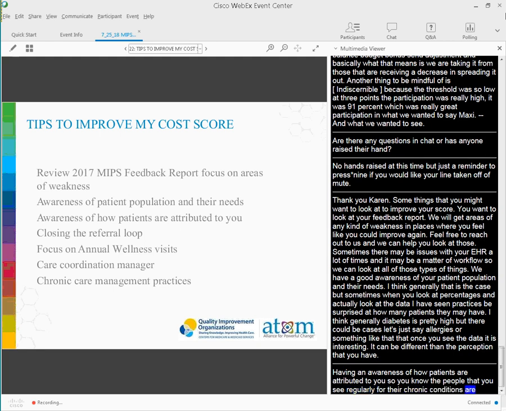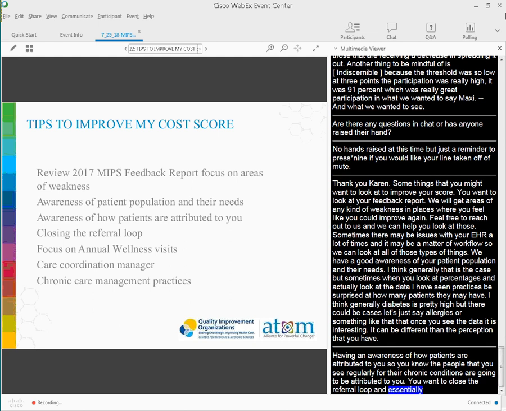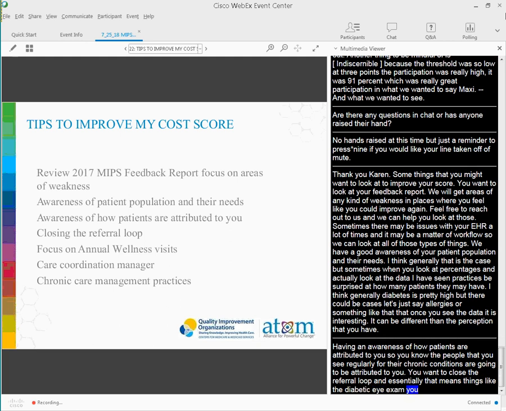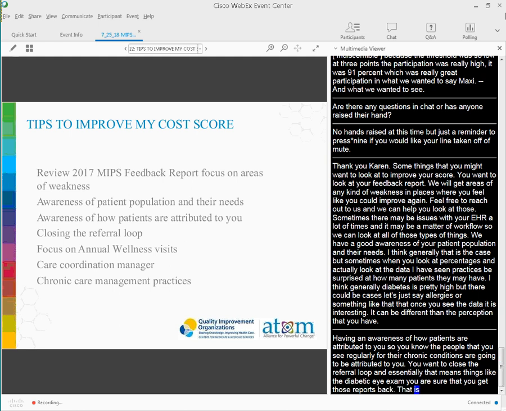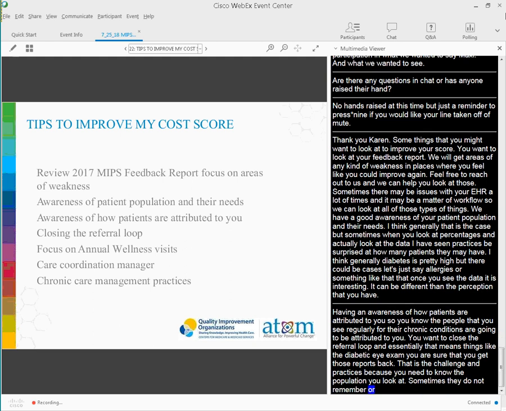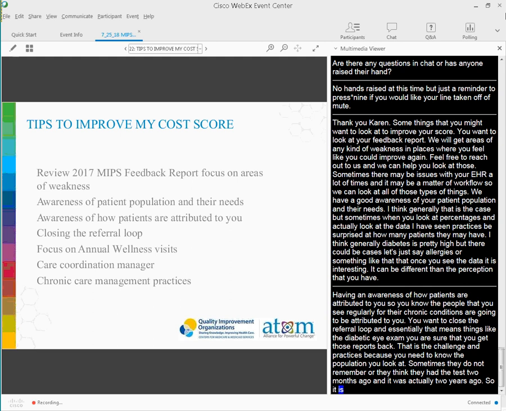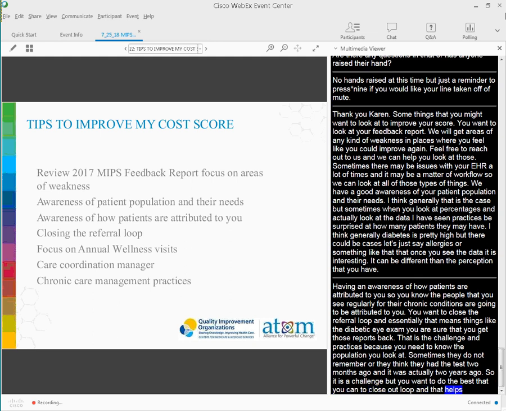You want to close the referral loop, and essentially what that means is if they go out to have their diabetic eye exam, that you make sure that you're able to get those reports back. Now, that's definitely a challenge in practice because you have an elderly population. Sometimes they don't remember, or they think they've had the test 2 months ago. It was actually 2 years ago. Time seems to pass more quickly the older that you get. So it is a challenge, but you want to do the very best that you can to close that loop. That helps you to know that they're doing those preventative things that they need to be doing.